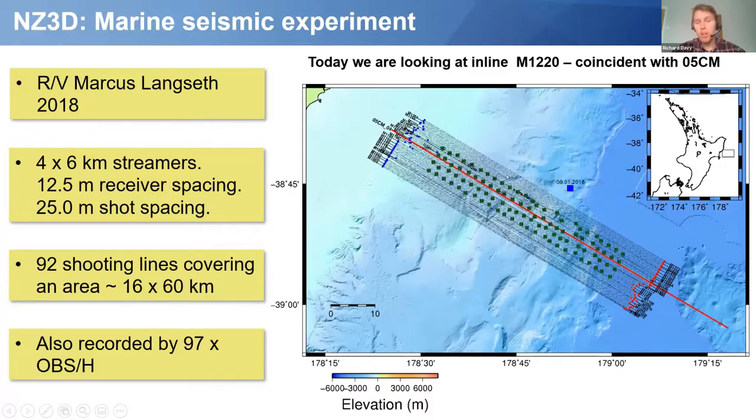And so today I'm not going to be going into 3D, sorry to disappoint everyone, but I'm just going to be looking at an inline, which is coincident with 0504 for comparison. But yeah, with that, we're going to jump into the process of full waveform inversion. We're going to use an XVT program here in a couple of slides.